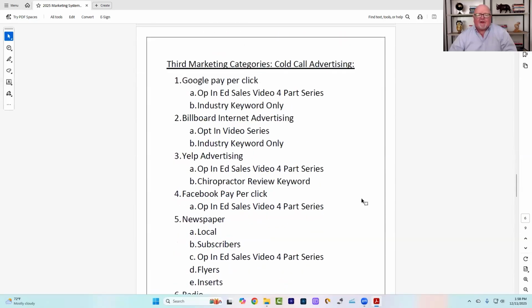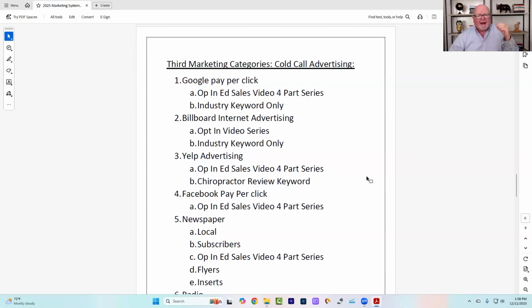And then you get into the third marketing category, which is cold call advertising. And obviously this is what you want to stay away from if at all possible. This is the last marketing you should ever have to do or want to do. It costs money. You get the worst type of patients. They're the most difficult types of patients. And there's one guarantee with advertising: eventually it's guaranteed not to work.